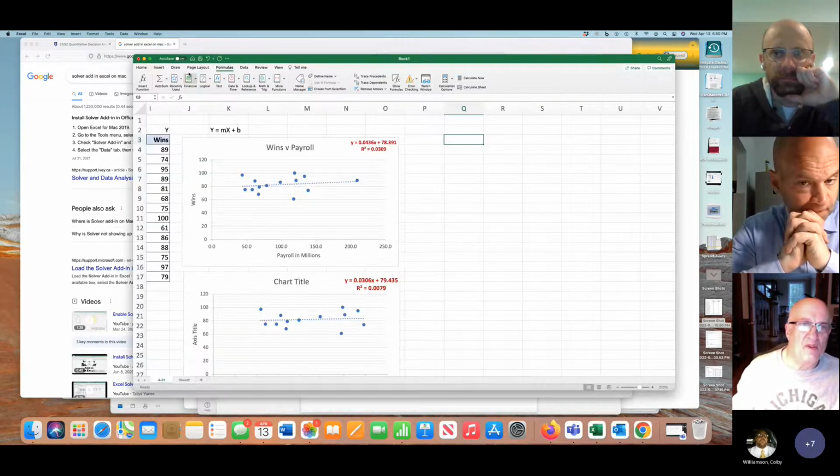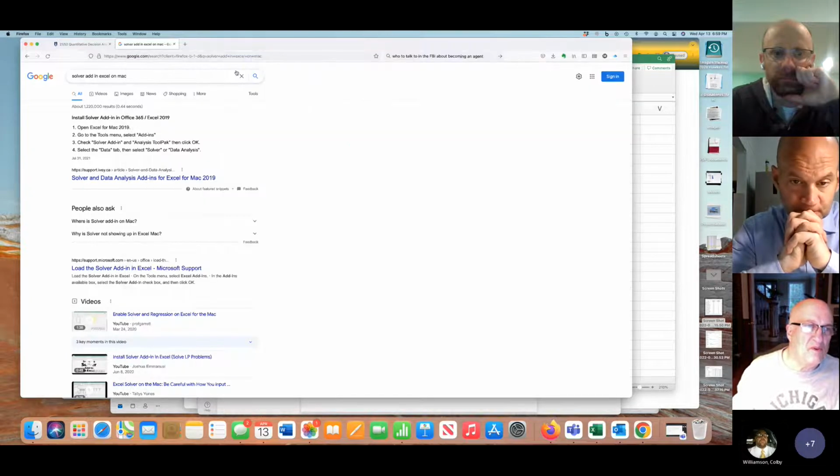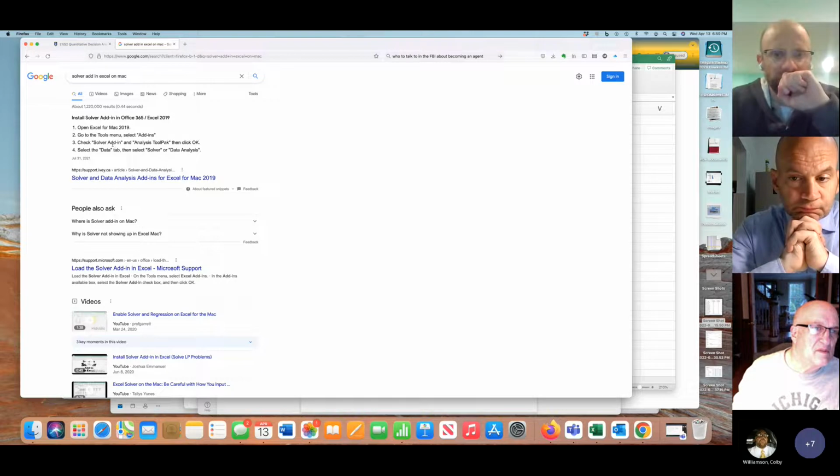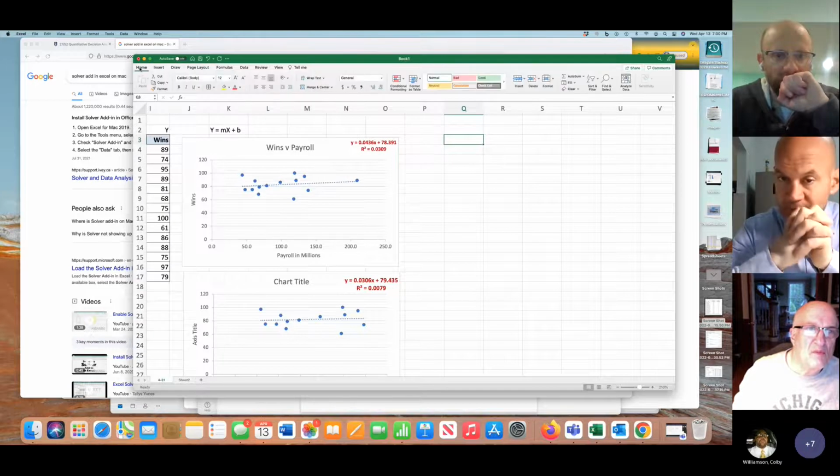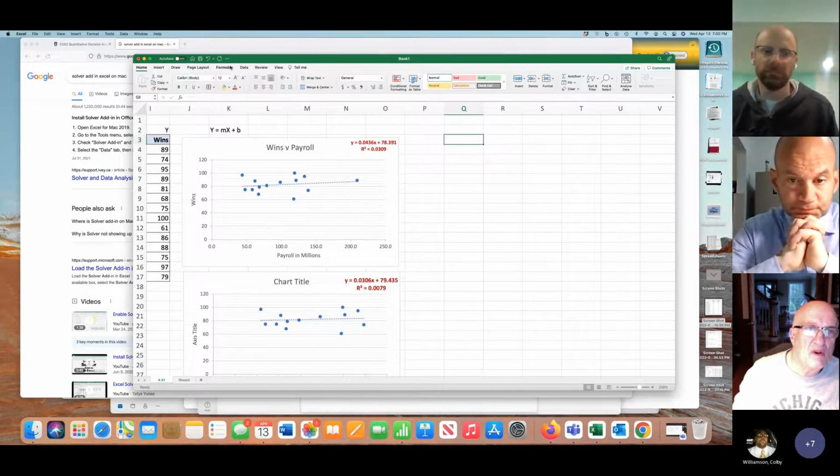Okay, so it's a Tools menu. Where's Tools? Do we have a Tools menu? Where is the Tools menu? Check Solver, Analysis Toolbar, click OK, and then it should be in your Data tab. Do I have a Tools? If we go Home, I don't see Tools anywhere. Oh, fun.